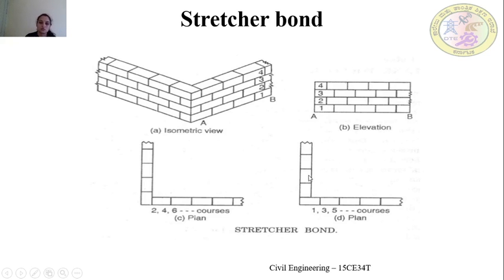So these are the odd courses. All 1, 3, 5, 7 courses will be the same. Coming to the even courses, as I said, for breaking the verticality, we are placing the header facing brick. In the corner, in the quoin place, we have placed the header, and next to the header again, the stretcher facing bricks have been laid.